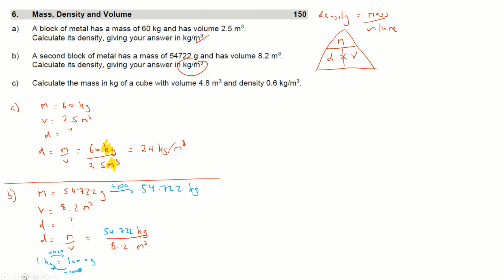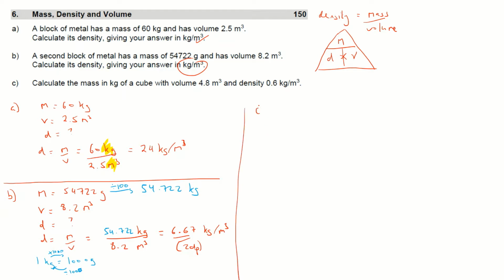And now you can work out the answer because the units are correct. So divide that by 8.2. You get an awful answer. So I go 2dp. I get 6.67 kilograms per meter cubed to 2dp.